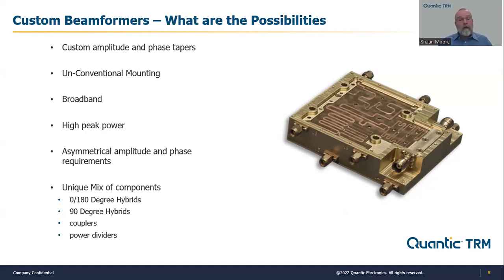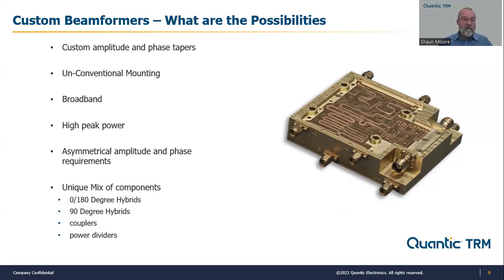Bandwidth is also another big player here. The number of sections that we need to apply for all the circuit elements will drive bandwidth as well as insertion loss. Is there high peak power? All these things start really driving what the circuit design needs to be. And again, the better communication we have with our customer and the end use, the better the options that will become available. Most beamformers have a very eclectic mix of components.